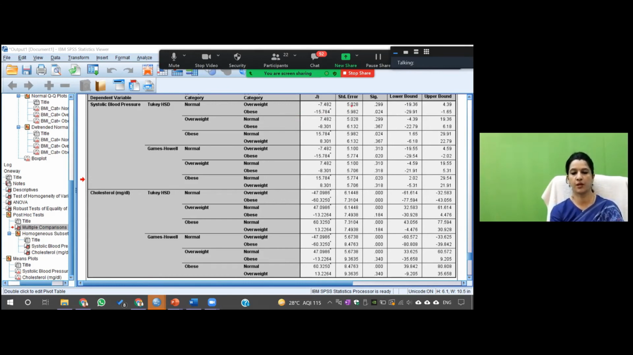So if you compare this, first focus on the significance level. Which values are significant? It is 0.024, 0.024. These are the only ones. So which pair? The difference between normal and obese. The difference in systolic blood pressure was 15 millimeter of mercury with a significance level of 0.024. The lower and the upper bound are 29.91 to 1.65. Since both have the same sign, the confidence interval is significant. The other pairwise comparisons are not significant.